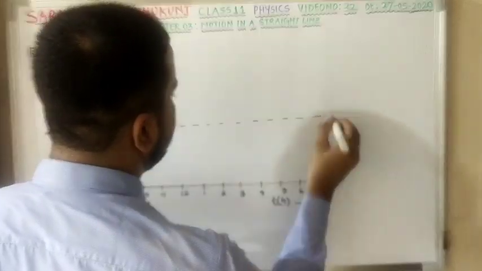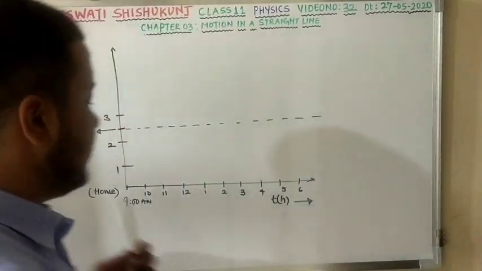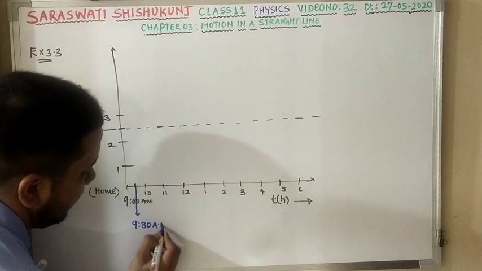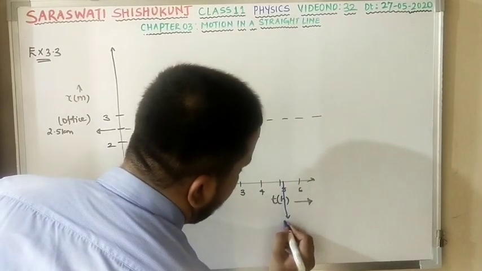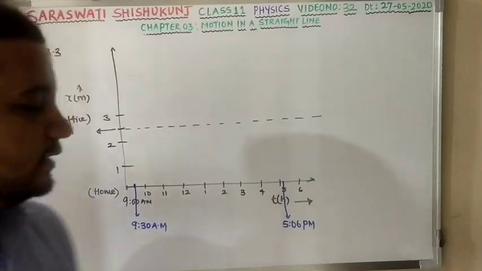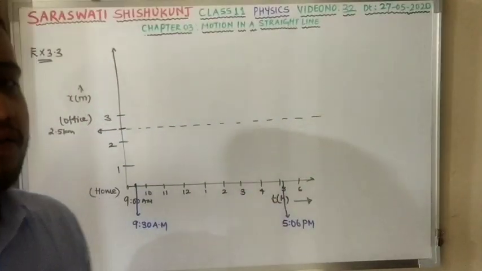You'll remember one thing, that the office is situated at 2.5. You have to mark this point as 2.5 kilometers, which is the office. You can put a dotted line over here in order to get the level of the office from home. She started her journey at 9 and reached the office at 9:30, so I can mark this point as 9:30 a.m. And this point is 5:06 p.m., where she reaches home back from the office.